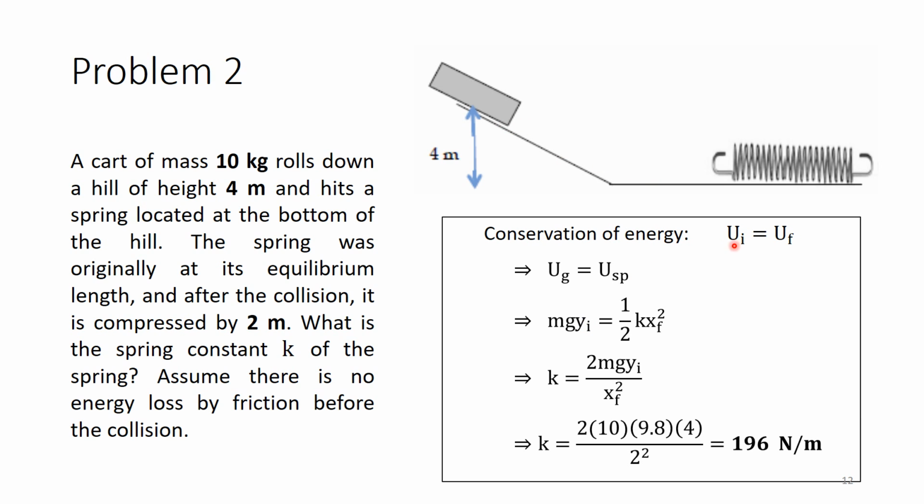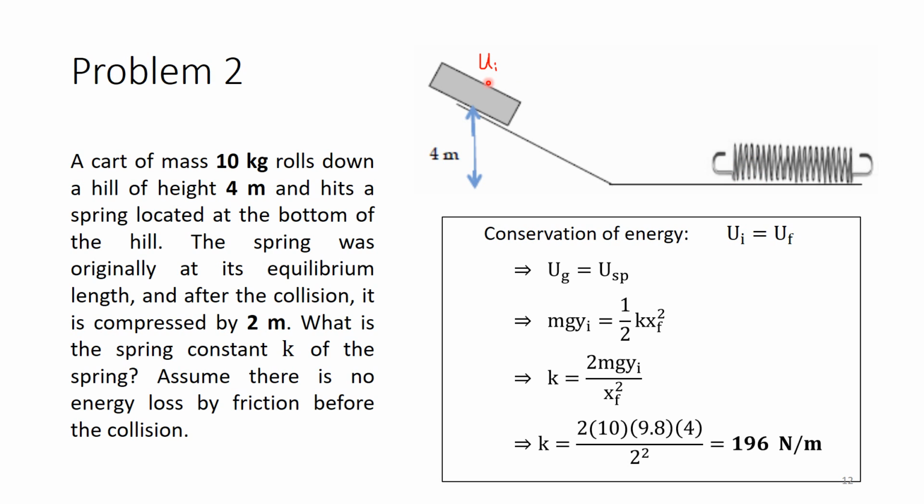So let's use conservation of energy. Initial energy equals final energy. Okay, so what's the initial energy? So initial energy is just going to be the energy of the block at the initial state, at the top of the hill. Okay, because remember the spring is not compressed at this point, so the spring is at equilibrium.